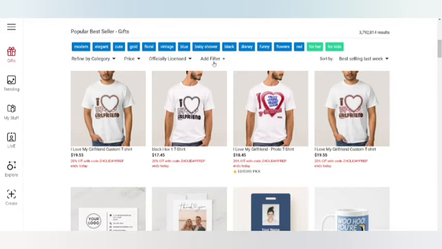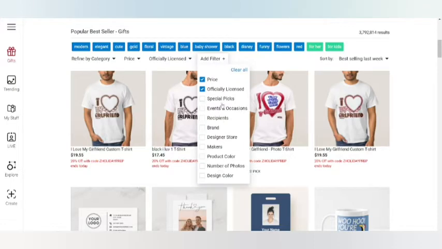Another thing you could do is add a filter, which I do most of the time. You could add the filter and see by event and occasion, recipients. If you have some kind of ideal target customer avatar in your mind regarding your product, then you could go with the recipient. You could also go with the brand, the designer stores, the makers, a lot more there.